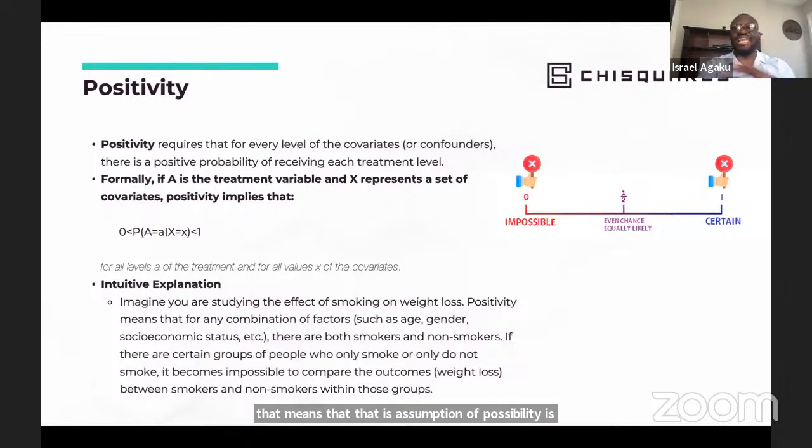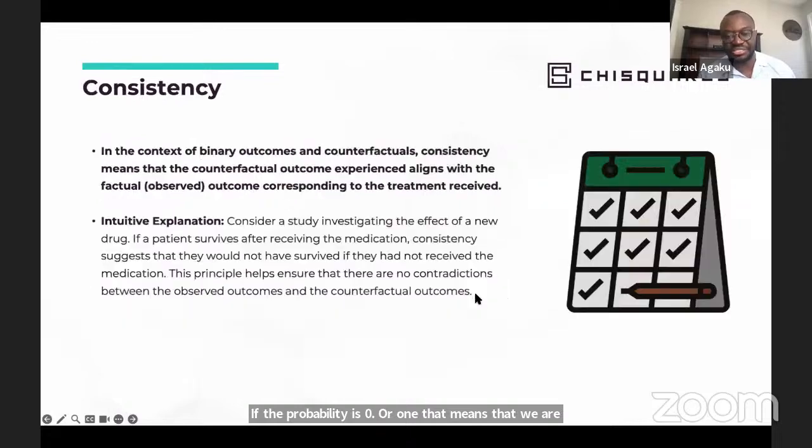If we took any subgroup, say men aged 50 years or older, in that subgroup we must have people who are both exposed and non-exposed. So the probability of being exposed must be positive, and the probability of being non-exposed must also be positive. If the probability is 0 or 1, that means we have violated the assumption of positivity. So that's what this assumption is saying.